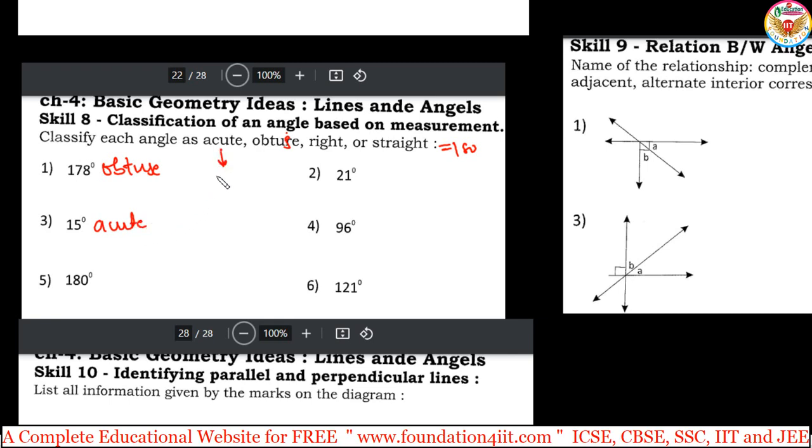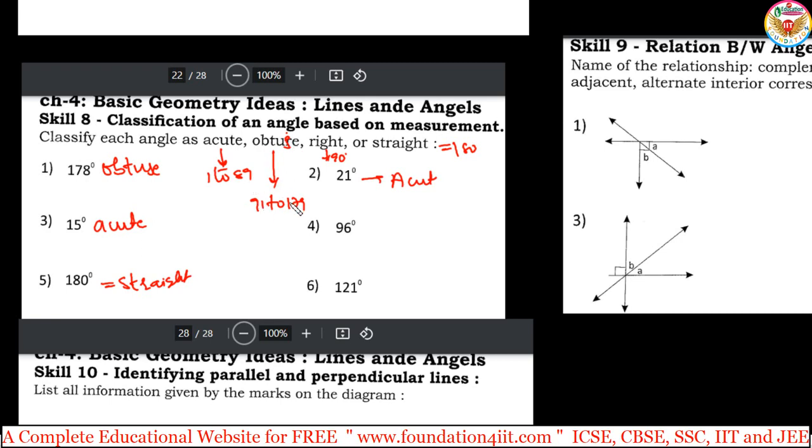Just remember, more than 0, that means 1 till 89. Right angle is exactly equal to 90. Then obtuse is 91 onwards till 179, because 180 is straight. Okay, remember 180 is exactly equal to a straight angle. Straight angle.